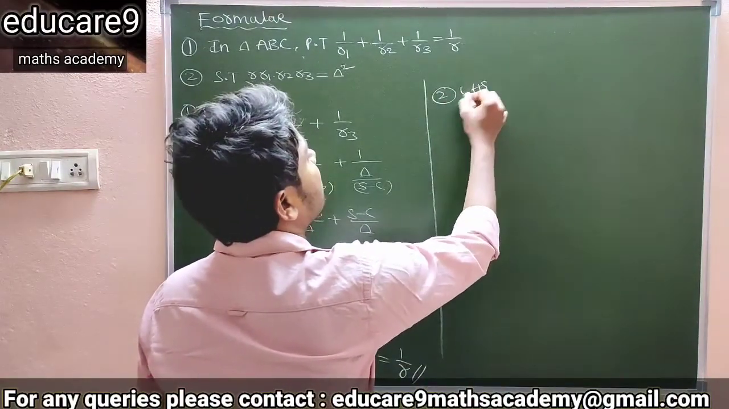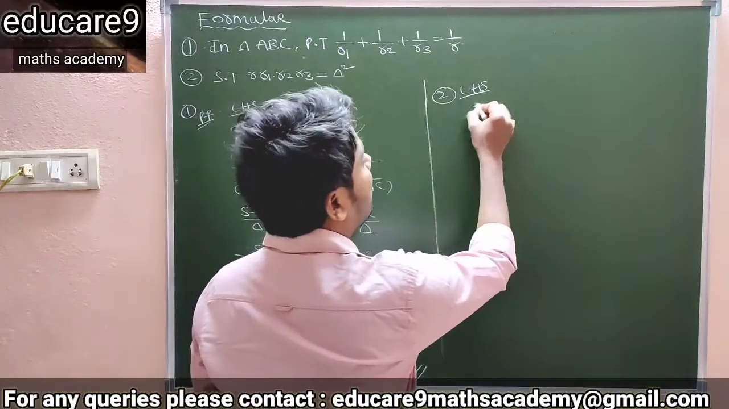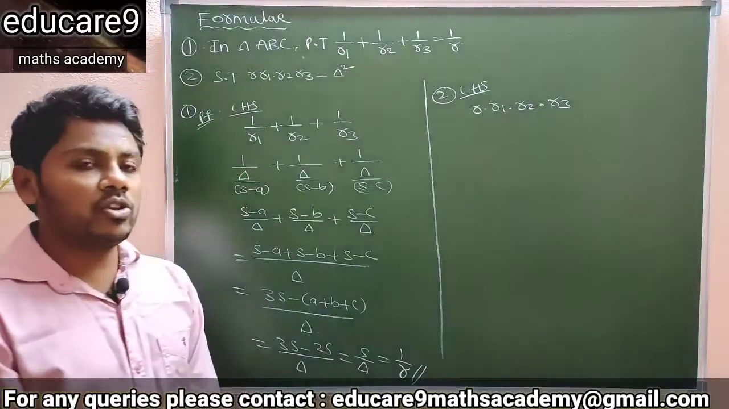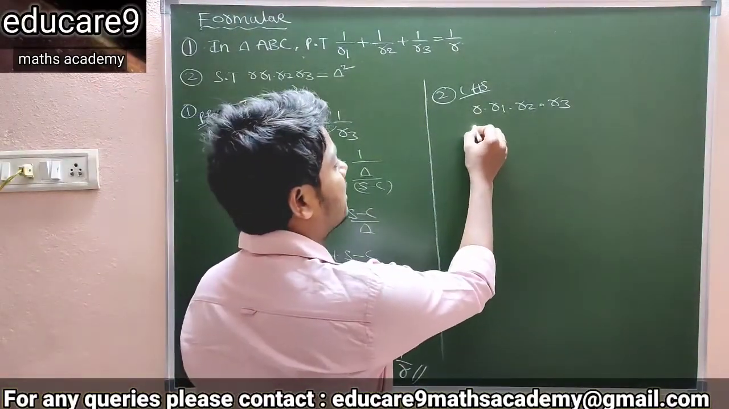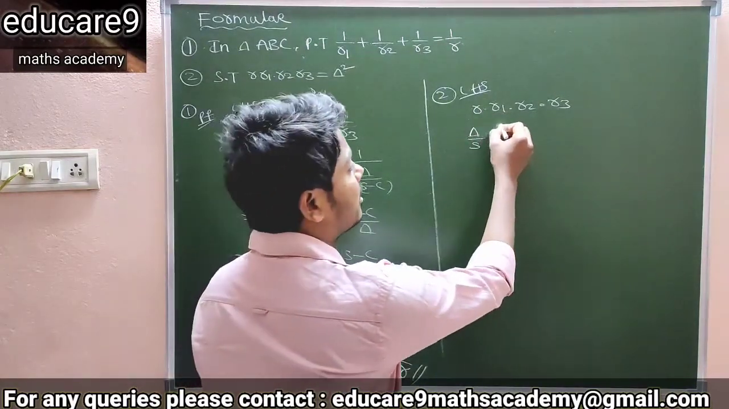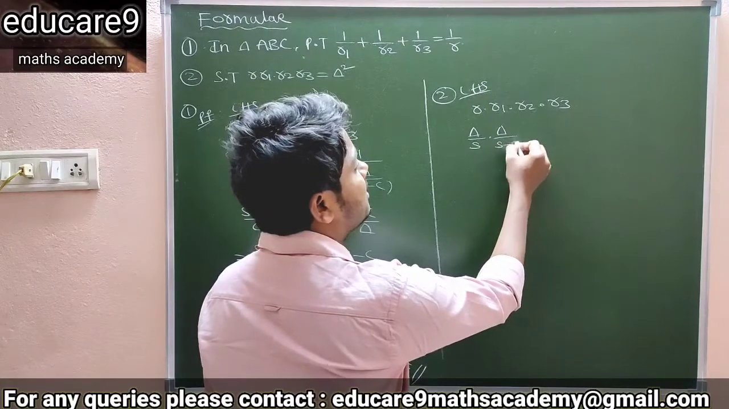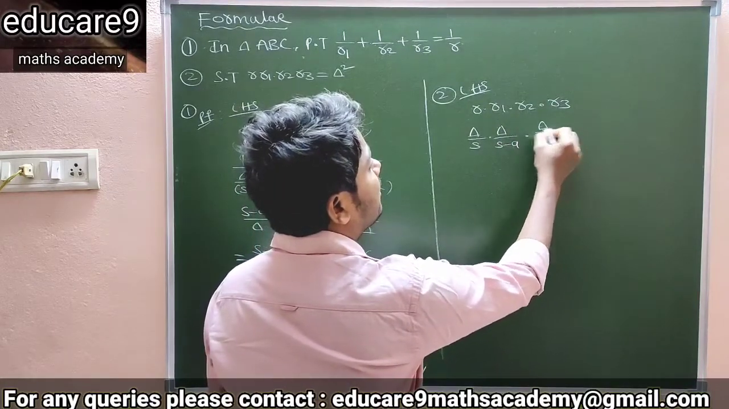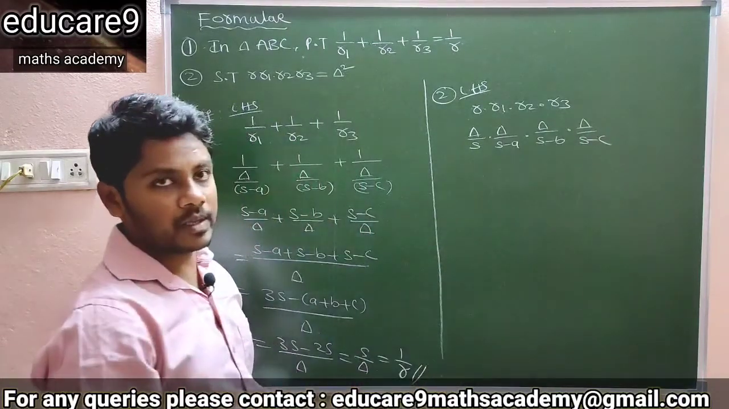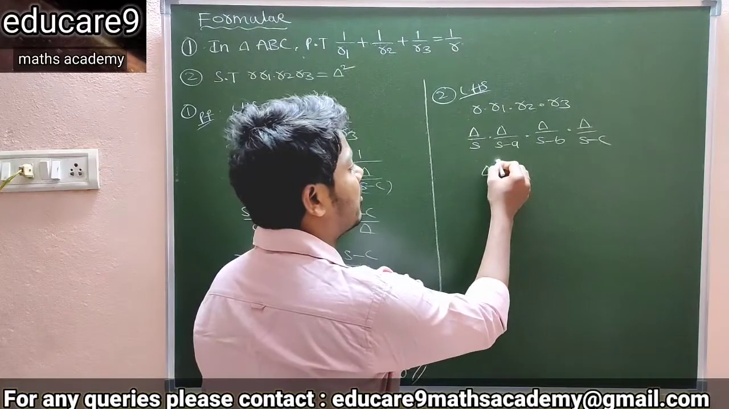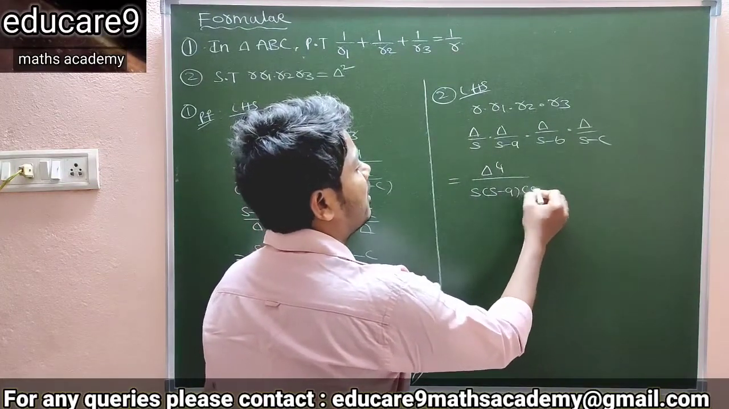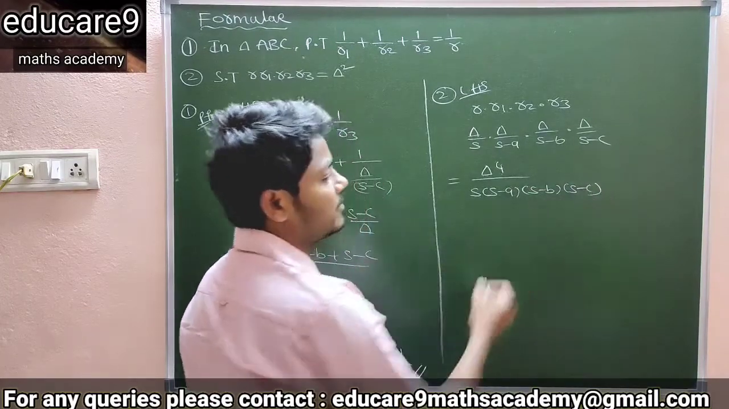See the second formula. Again consider the LHS. What is that? r into r1 into r2 into r3. You know that small r is delta by s. And what is small r1? Delta by (s minus a). And r2 is delta by (s minus b), and r3 is delta by (s minus c). Clearly the numerator is delta to the power 4, divided by s into (s minus a) into (s minus b) into (s minus c).